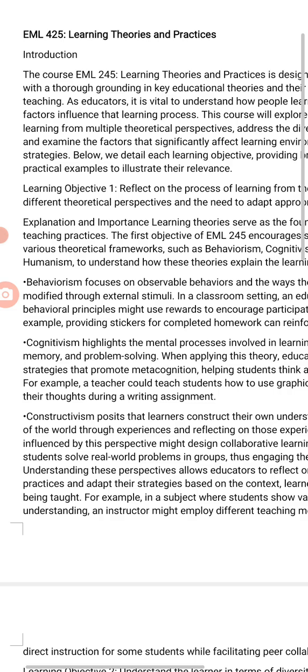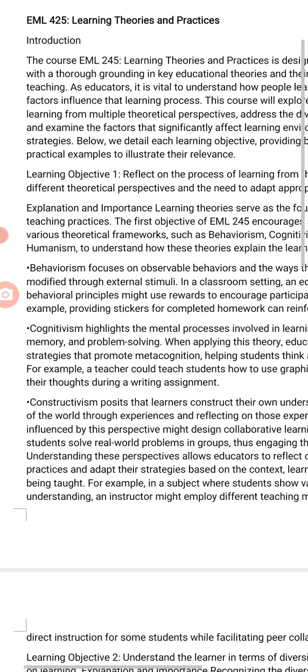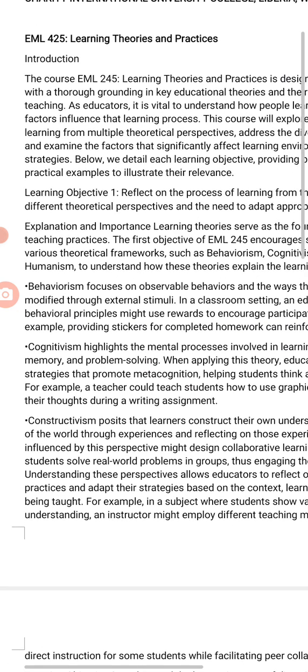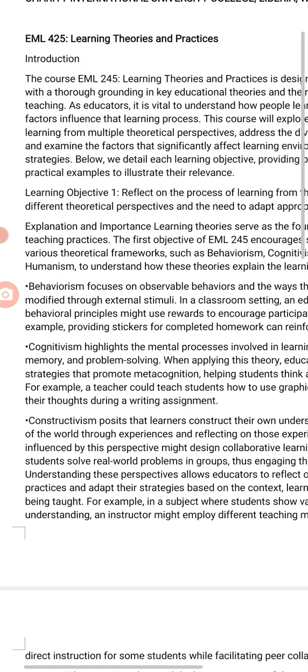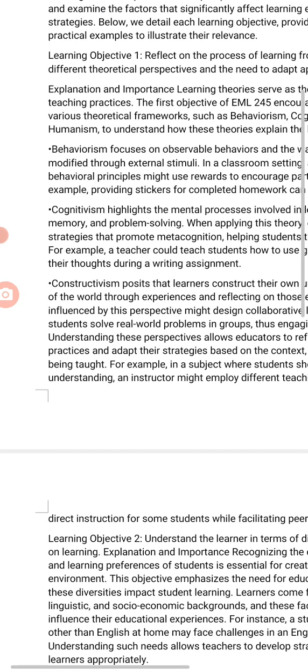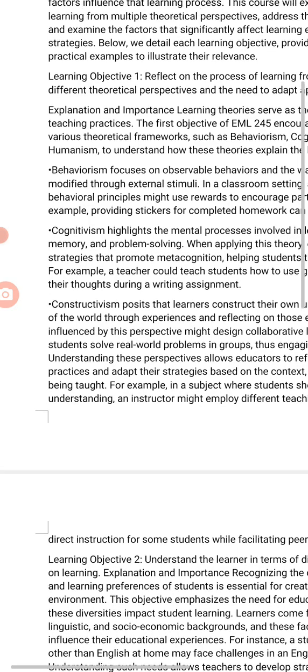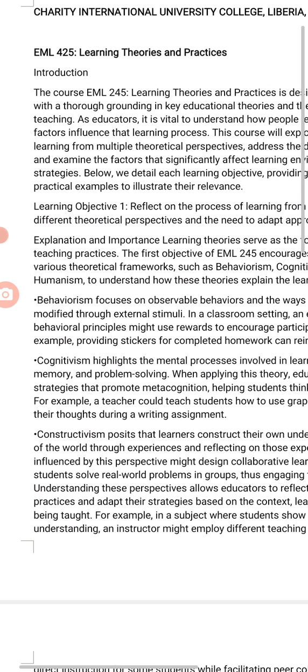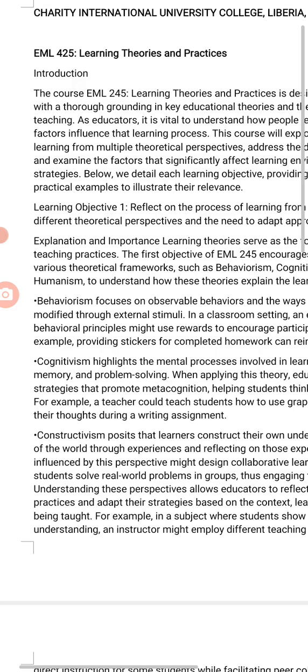We are going to be talking about Education Management 425. Actually, we're going to look at behaviorism and some of this theory. The course code is Learning Theories and Practices.